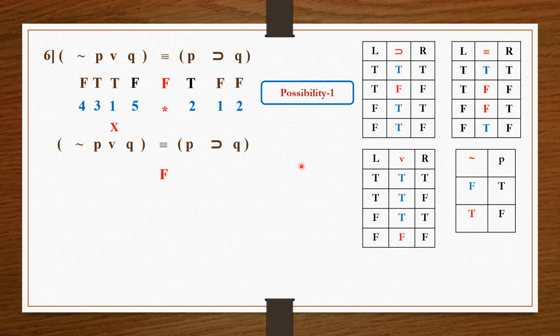Let us solve the second possibility. Write false, the star. What is the second possibility? When the left is false and the right is true. Write here as false and here as true.